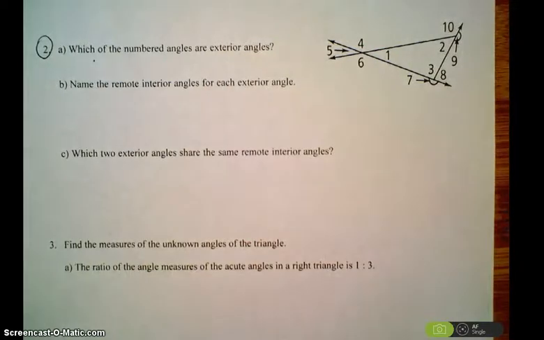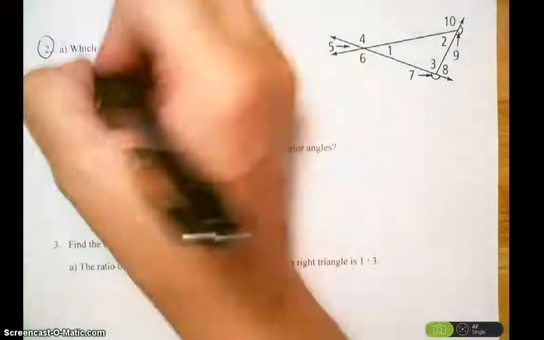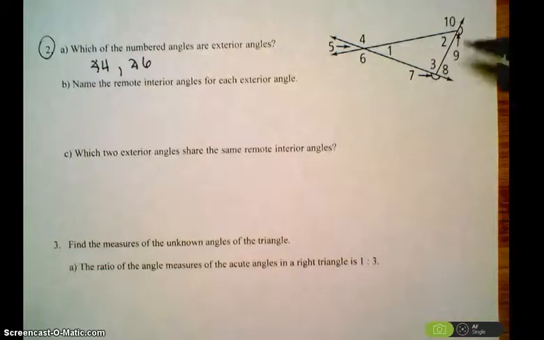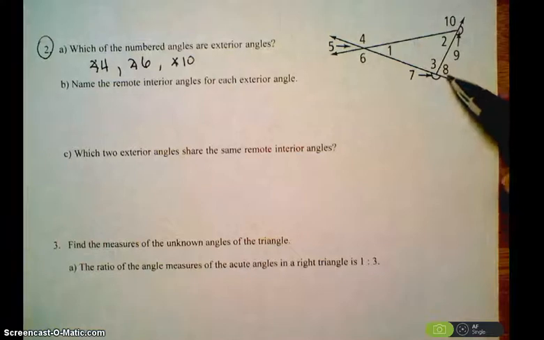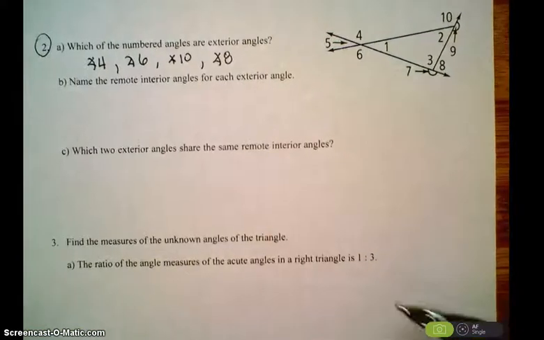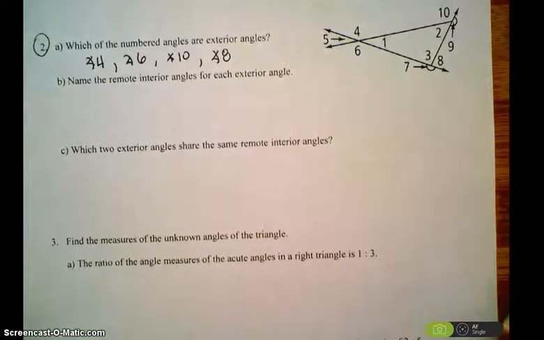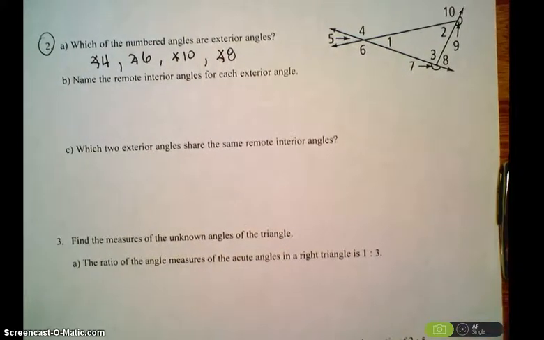Okay, hopefully you thought about it a little bit. And if you take a look, the angles that are acting as exterior angles are angle 4, angle 6, angle 10, and angle 8. Okay? Then it asks you to name the remote interior angles for each exterior angle. Okay, so the remote interior angles are the angles that are far away from the exterior angle. So take a second and write that down.